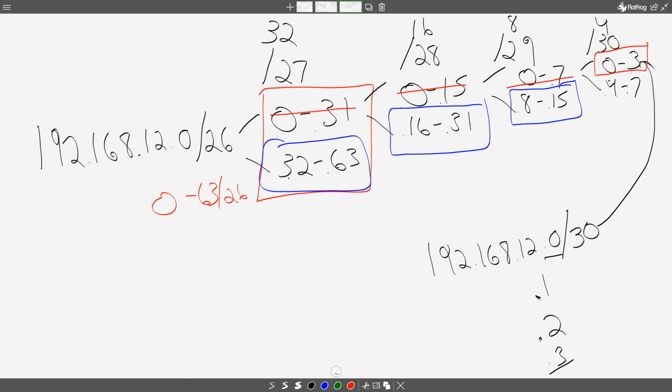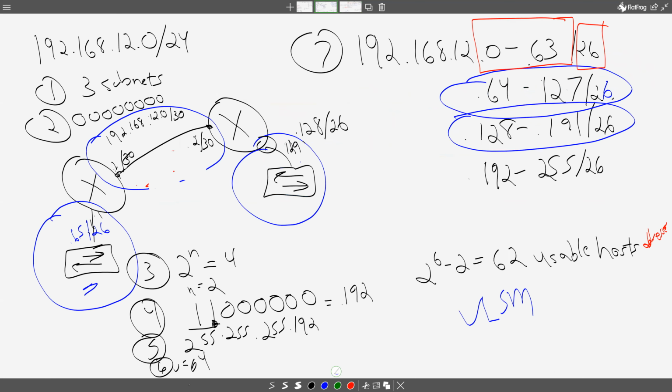So what VLSM, variable length subnet mask, allows you to do is better fit your subnetting to what is needed in your network.